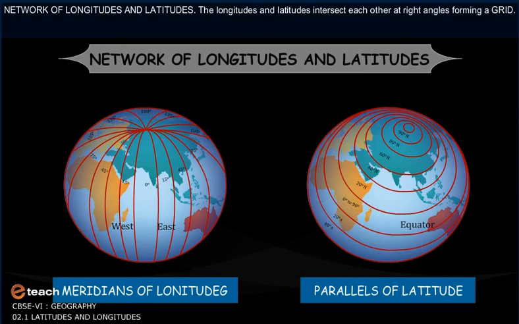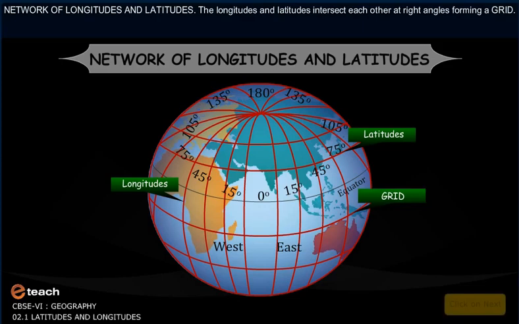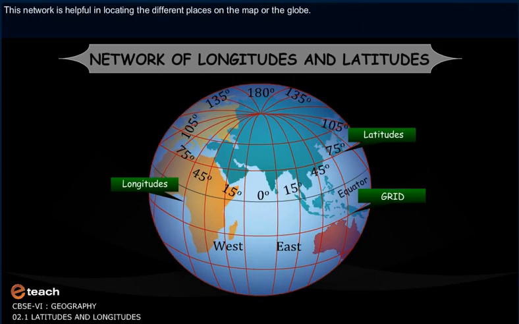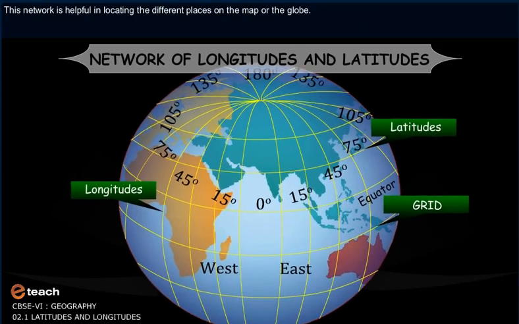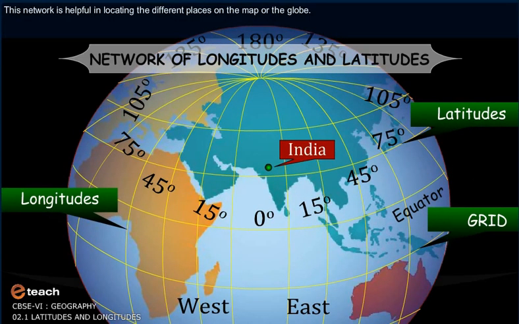Network of longitudes and latitudes. The longitudes and latitudes intersect each other at right angles, forming a grid. On the globe, this network is helpful in locating the different places on the map or the globe.